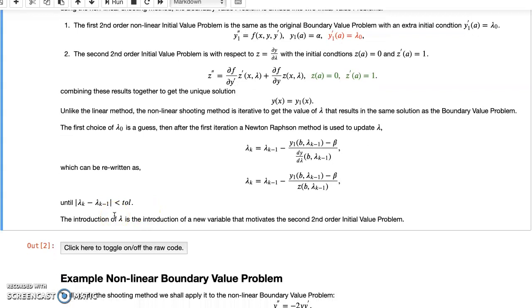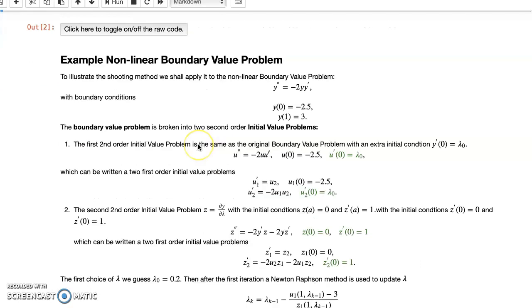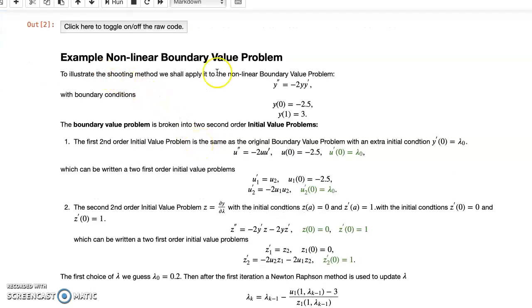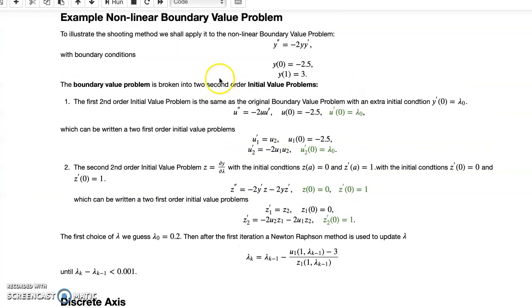As I say, the introduction of lambda is the introduction of a new variable that motivates the second order initial value problem. So here we are with a simple example. Here we have our shooting method for y double dash is equal to minus 2y y dash. Our boundary value problem is broken up into two second order initial value problems. Our first problem is very straightforward. u double dash is equal to minus 2u u dash. We have our initial condition that we're given, and then we have our guess one.